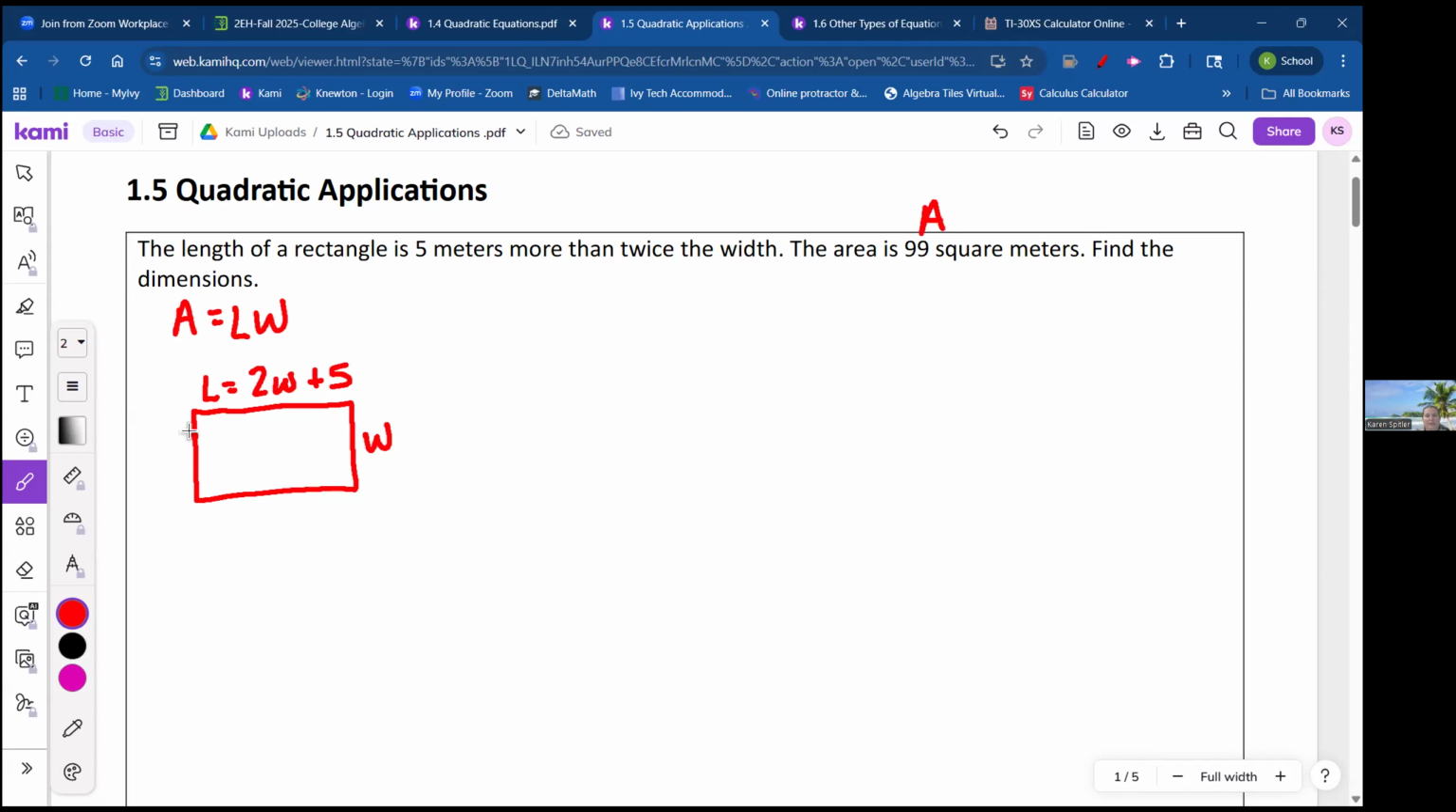So that's my A. So you have A is equal to (2W plus 5) times W, because it's length times width, and length is 2W plus 5. And we know that that A is 99. Okay, and you're going to distribute that W, so that becomes 2W squared plus 5W.